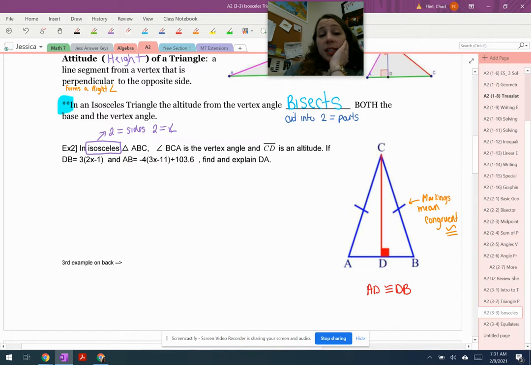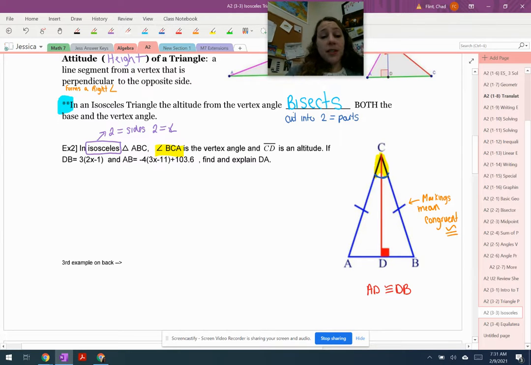So angle BCA. Remember, when you're using 3 letters to talk about an angle, the letter in the middle is really the angle that we're talking about. So angle BCA, I'm going to highlight in yellow. BCA is really this angle right here, because you follow BCA and you get that angle. So that's my vertex angle, meaning that the other 2 base angles are the ones that are equal. CD is an altitude, they're telling me that.